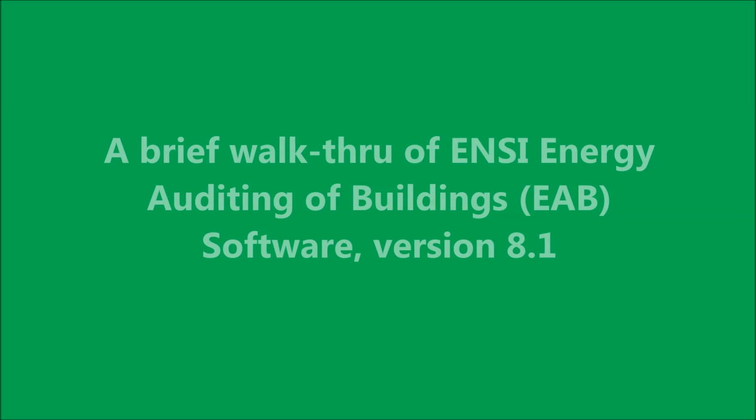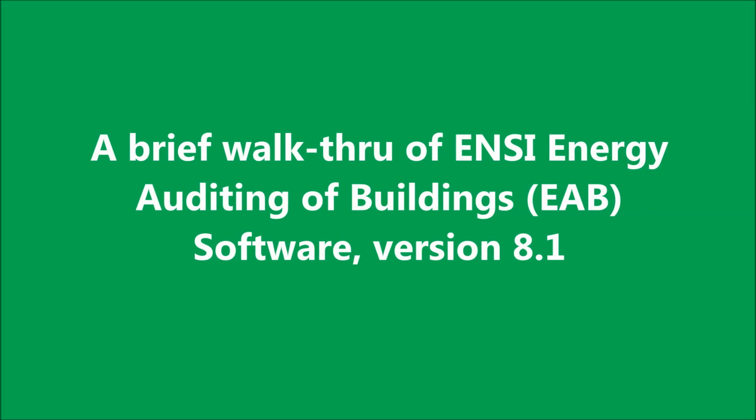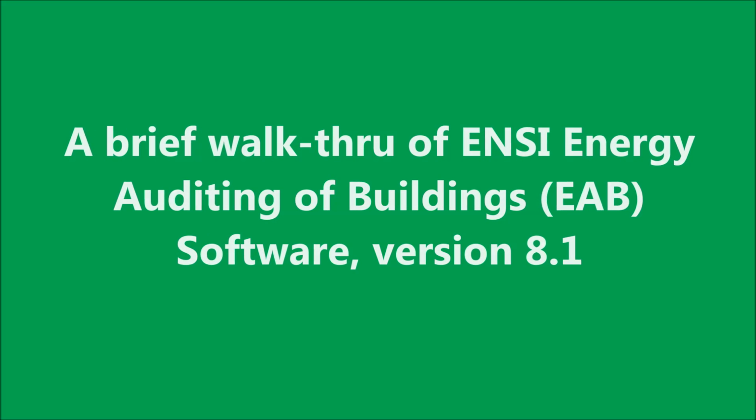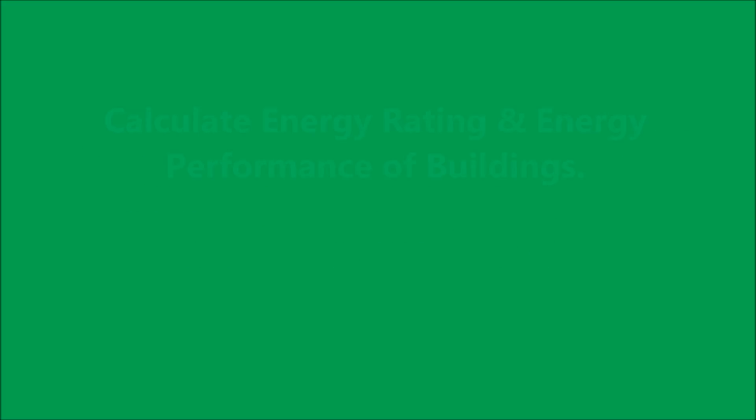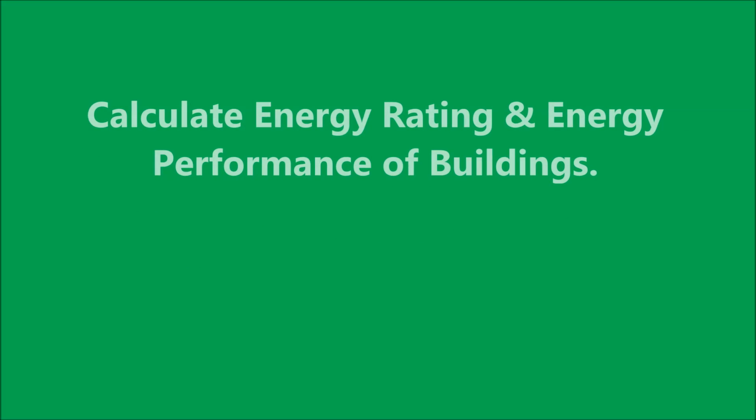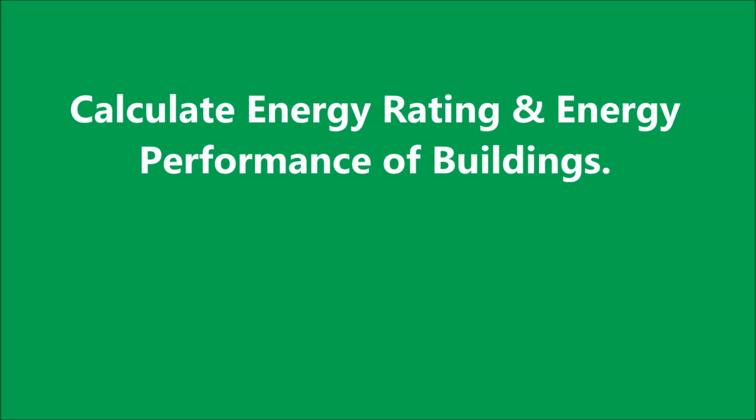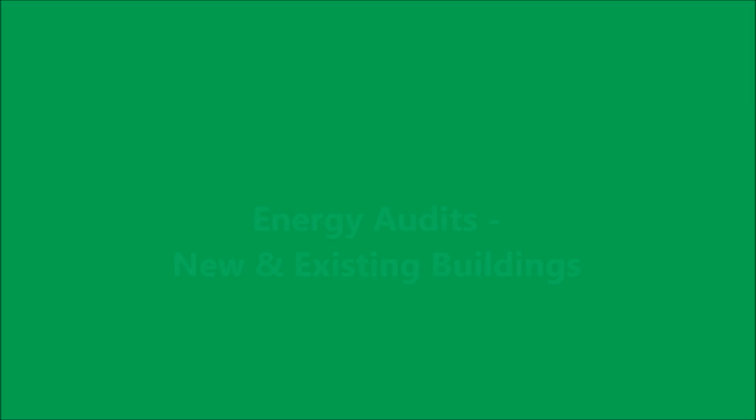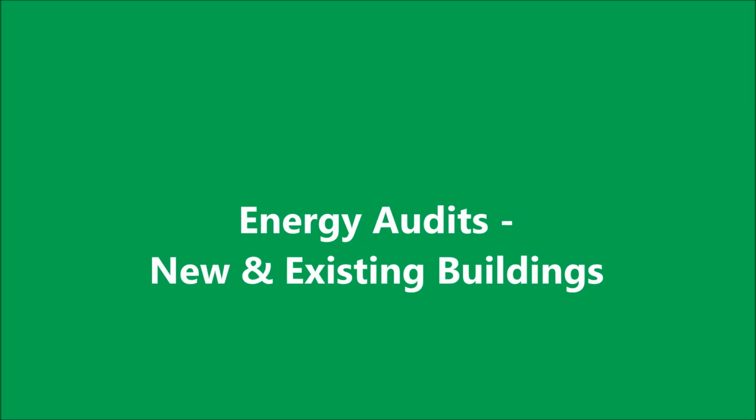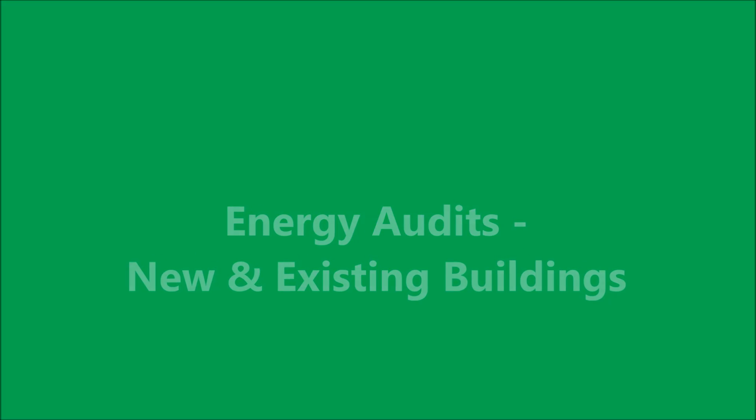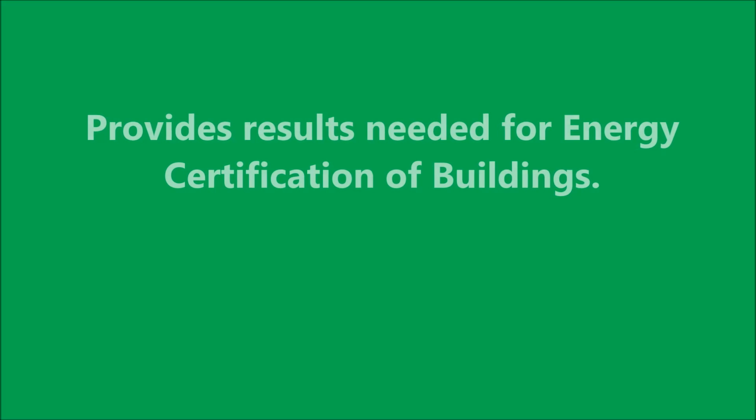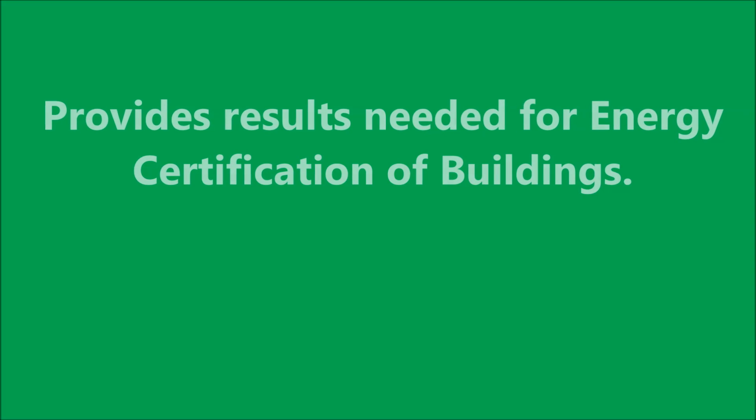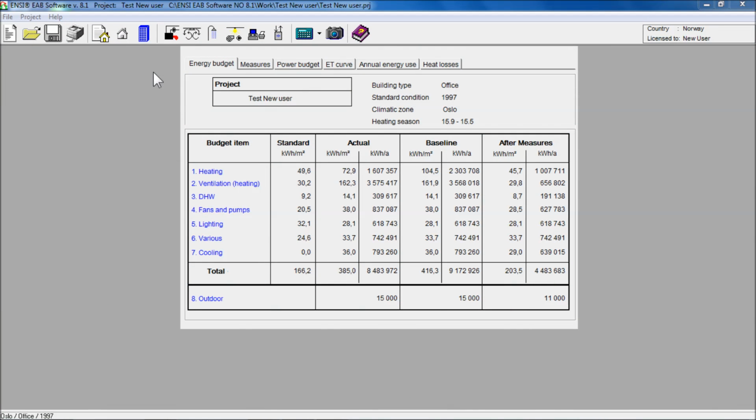The following video will provide you with a brief walkthrough demonstration of the NC Energy Auditing of Buildings software version 8.1. The NC EAB software is a user-friendly tool for calculating energy rating and energy performance of buildings. The software is suitable for energy auditing of new and existing buildings, and also provides results needed for energy certification of buildings. The software provides a lot of useful outputs.